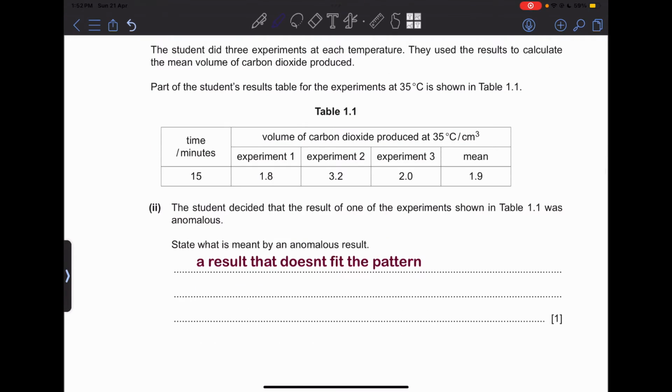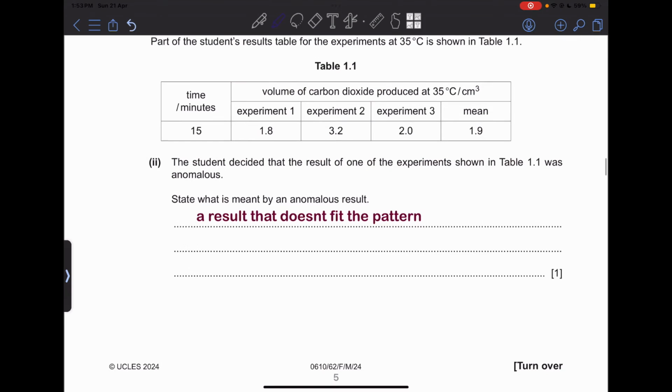The student did 3 experiments at each temperature. They used the results to calculate the mean volume of carbon dioxide produced. Part of the student's result table for the experiments at 35 degrees is shown in table 1.1. The student decided that the result of one of the experiments shown in table 1.1 was anomalous. State what is meant by an anomalous result. I just said that in a previous question. An anomalous result is a result that doesn't fit the pattern.